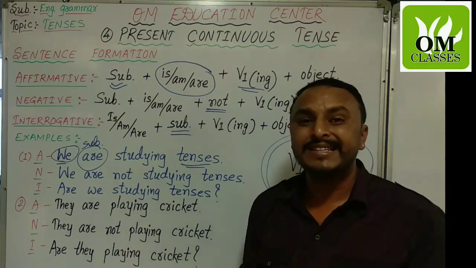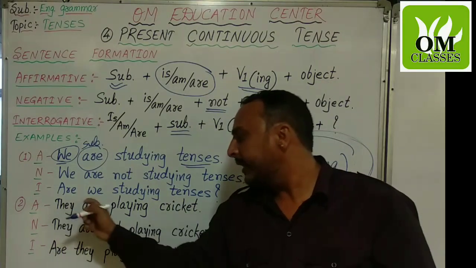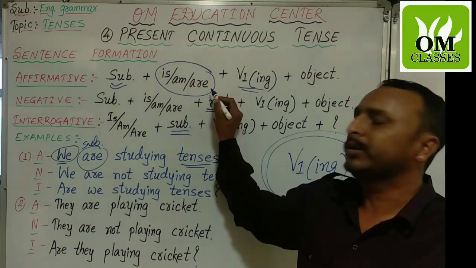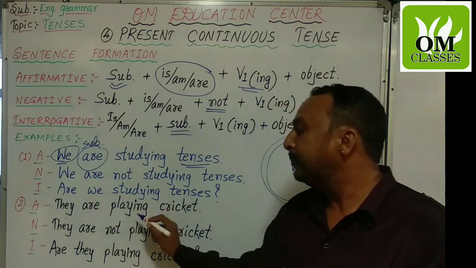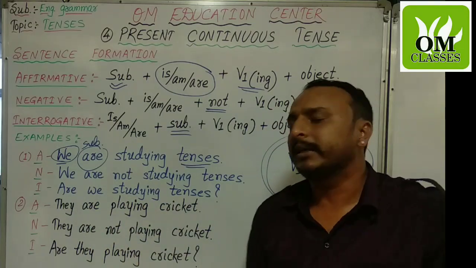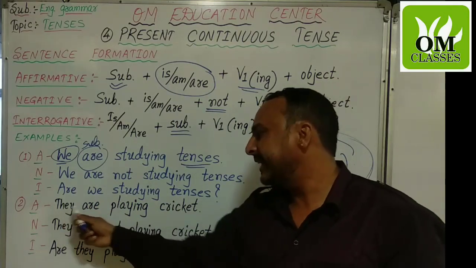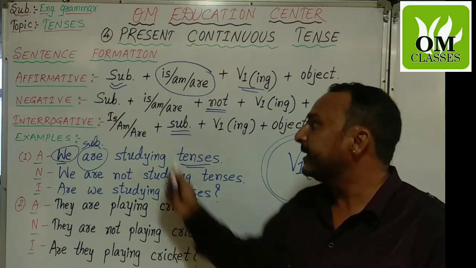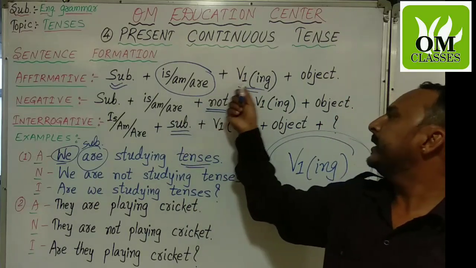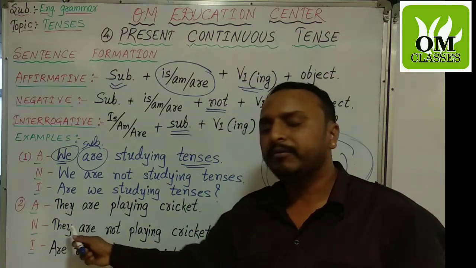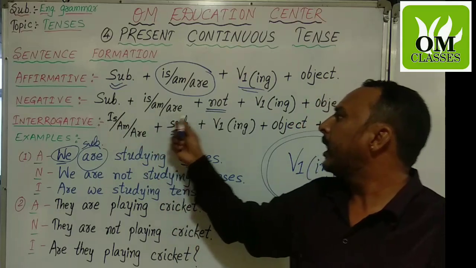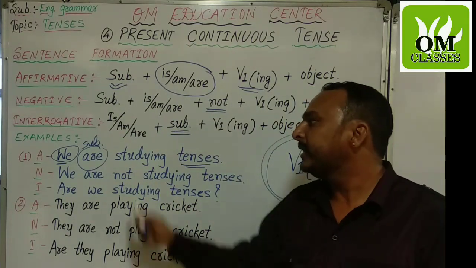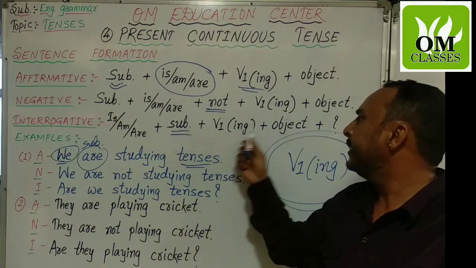Let's see the second set of examples. They are playing cricket. Now what is they? Subject. They के साथ use होता है are. They are playing. Right now they are playing cricket outside these classes. So we can say they are. Play and ing means playing. Object is cricket. They are playing cricket. Then for negative we will write they are not playing cricket. For interrogative we write are they playing cricket?